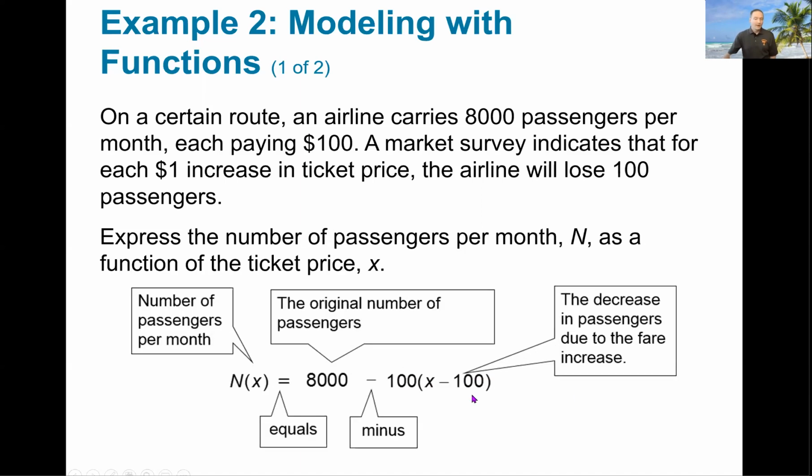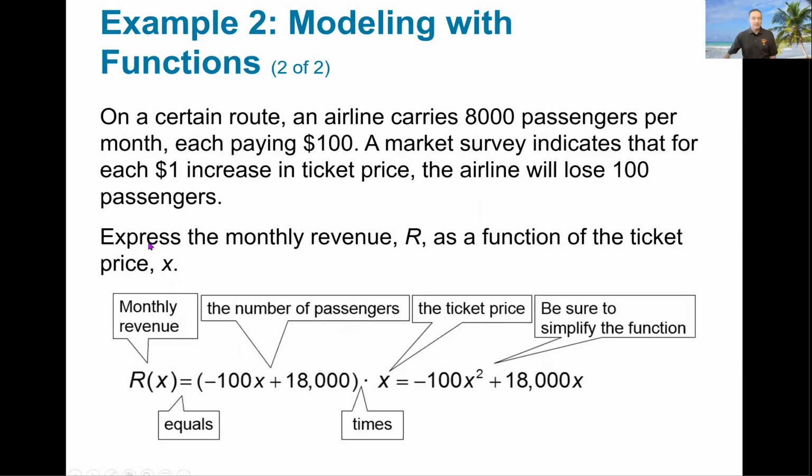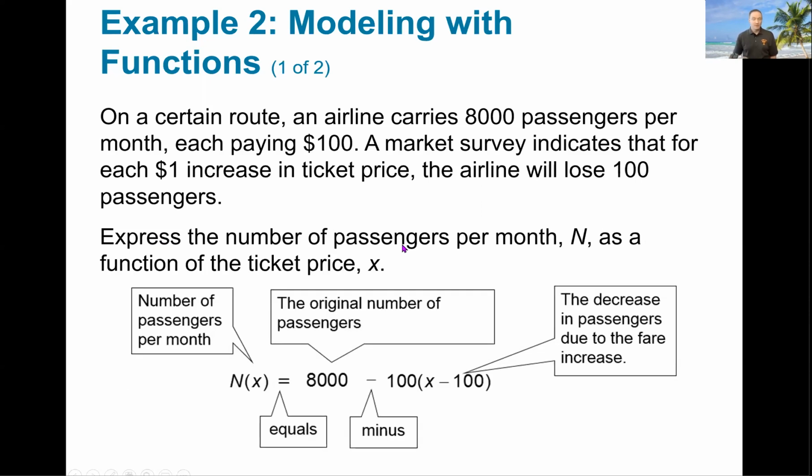Now, where did this next page come from? Well, on the next page, I'm asking you to express the monthly revenue. What I need you to understand is that revenue, in this case, is the number of people that are going to board the plane times the price at which they pay to board the plane. In general, revenue is the number sold times the price that you can sell them for. So in this case, it's the number of passengers, that's my function n, times the price which they pay. We already know that's defined to be x. So the revenue function is nothing other than the function n of x times x.